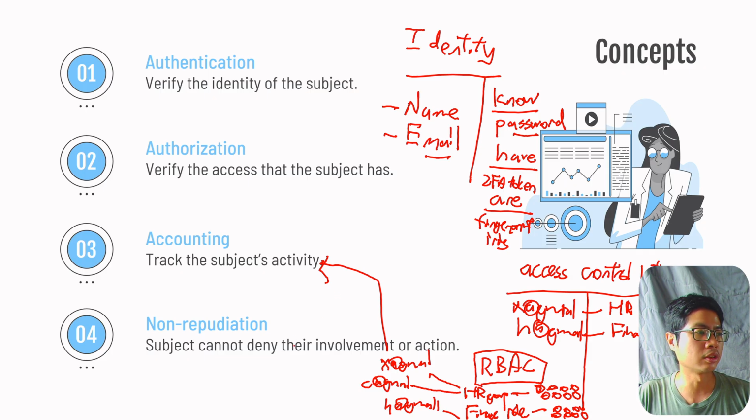And finally, we look at non-repudiation. Once we talk about responsibility such as this, there's always a possibility that someone may try to deny that they did a particular action.